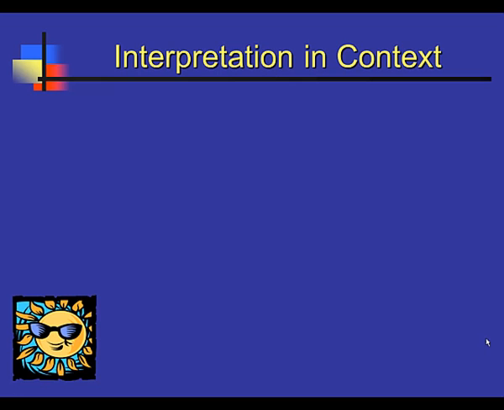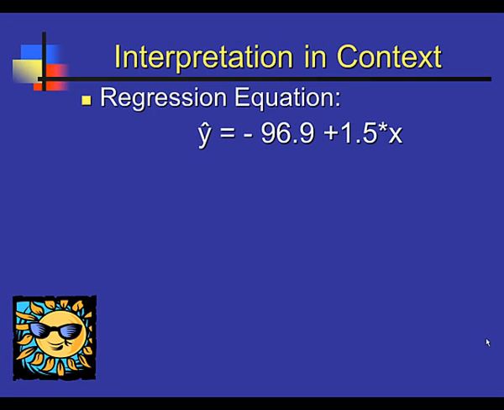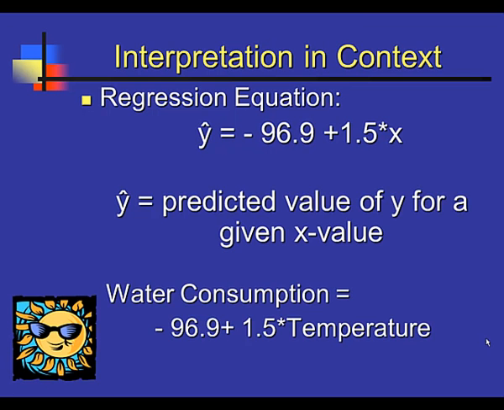Next, we want to interpret the results in the context of the problem. So the graphing calculator gave us the equation of y hat equals negative 96.9 plus 1.5x. When you see a y with a caret over it, the little up arrow is called the caret, it is read as y hat. Y hat gives us the predicted value of y for a given x value.